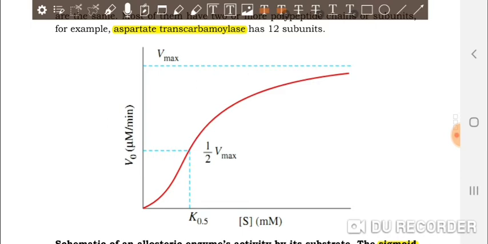The V0 is clearly defined as the micromole amount of product formed per minute, and the substrate concentration is represented here as the millimolar concentration of the substrate. If you're plotting the values of substrate concentration versus velocity, this will give a different curve. It's called a sigmoidal curve. Compared to the normal Michaelis-Menten obeying enzymes, the sigmoidal curve will not be formed there. A hyperbolic curve is formed in the normal enzymes, and in the regulatory enzyme a sigmoidal curve is formed. It is a slightly S-type curve.